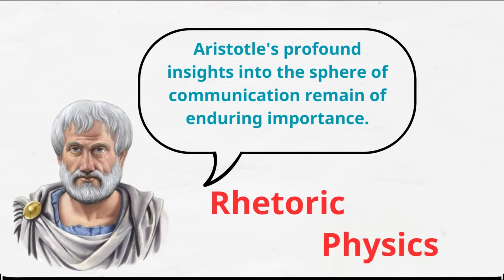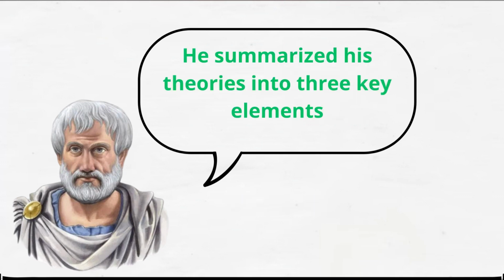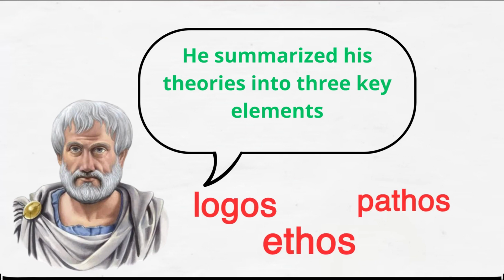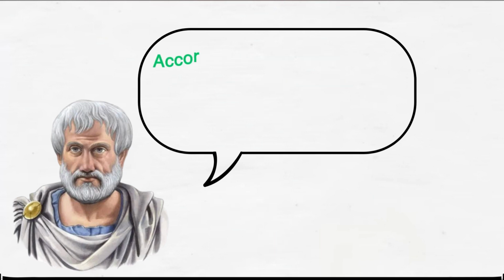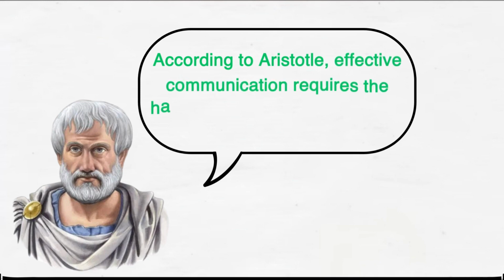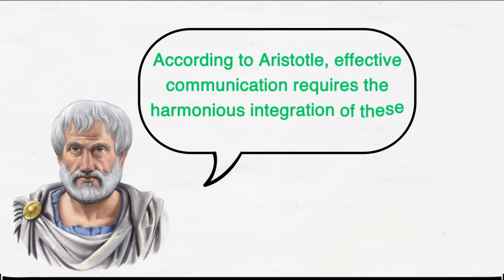In his major works such as Rhetoric and Physics, Aristotle studied the art of persuasion and the principles underlying successful communication for a long time. He summarized his theories into three key elements: logos, ethos, and pathos. These elements include logic, credibility, and emotion. According to Aristotle, effective communication requires the harmonious integration of these three beliefs.